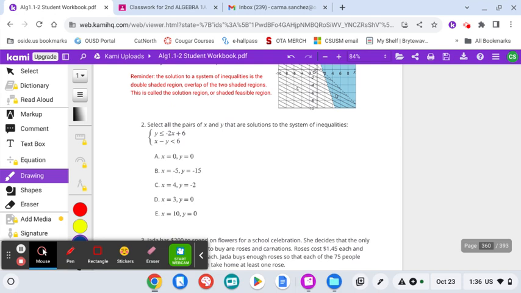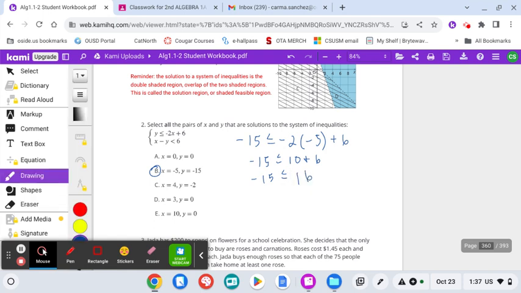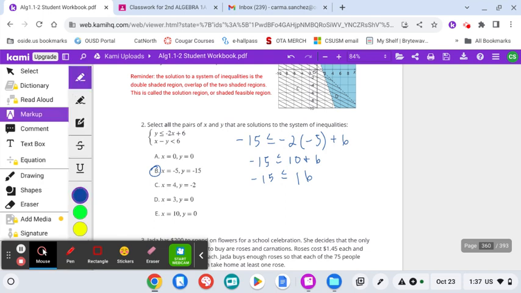So for example, I'm going to test B. So we're going to say, is negative 15, I'm testing it in the first inequality first, less than or equal to negative 2 times negative 5 plus 6? We then simplify it. Notice negative 2 times negative 5 made a positive 10. 10 plus 6 is 16. And so is negative 15 less than or equal to 16? Yes. So it worked in the first inequality.